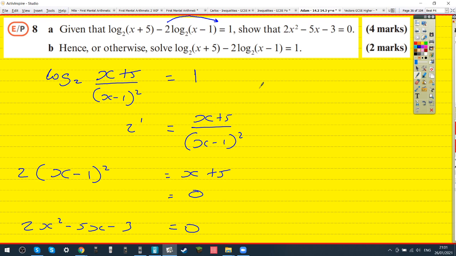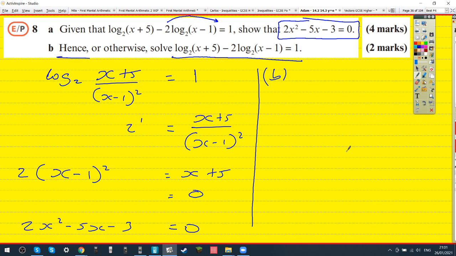Wouldn't you just do the same as you did before? It's the same question. Okay, you'd get the same thing: 2x squared minus 5x minus 3 equals 0. And it says hence. I'm confused. The solution to this question will be the same as the solution to this question, because they're the same thing. And so if I just gave you that as your starter, how would you solve that?